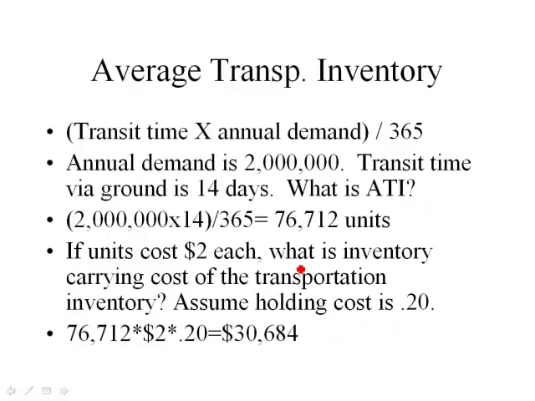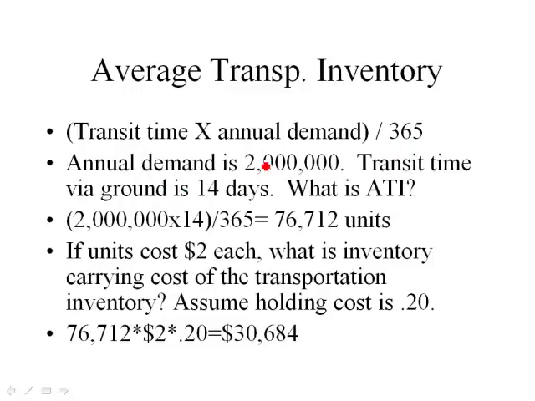One reason that we're often interested in understanding inventory carrying costs for shorter periods of time is for transportation inventories. I can figure out my average transportation inventory using a formula that's in the book, and that prevents me from having to figure out my weekly or daily carrying cost. The way I figure out my average transportation inventory is I take my transit time times my annual demand and then divide that by the number of days in the year, and that's going to tell me what my transit inventory was on average. Let's look at an example.